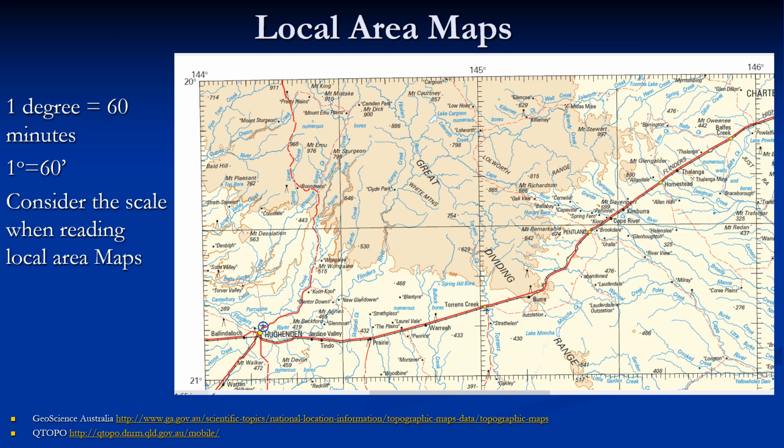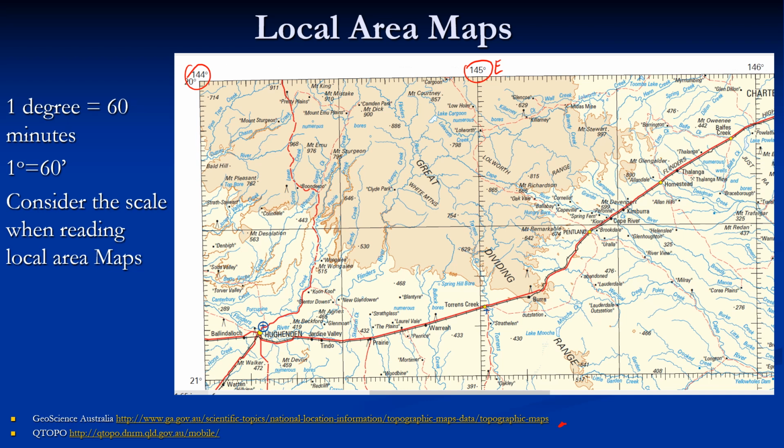Now you might also come across some local area maps, and you can see that the scale is very different. So in between 144 degrees, now this has got to be east. This is in Australia, it's in Western Queensland, and it's from the Clermont local area map from Geoscience Australia. And now you can also go to QTopo and download maps as well.